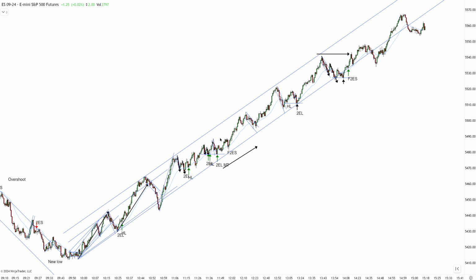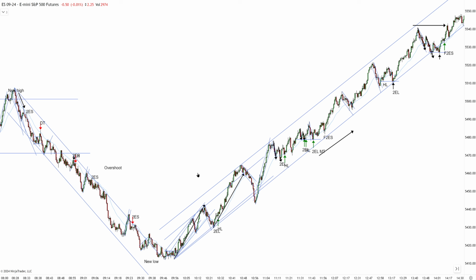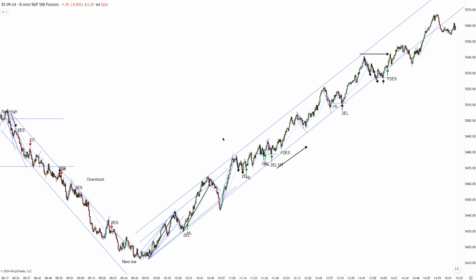So once again, we're using the price action counting technique, resetting at each new high or each new low. On the way down, we want to see second entries or failed second entry longs. On the way up, we want to see second entry longs or failed second entry shorts. A lot of price action.